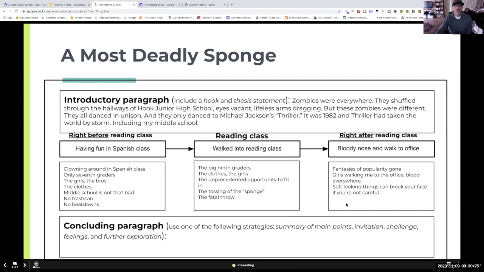But I always start with the body paragraphs, because if I can keep those straight, my essay is going to be on track. So it's going to be linear, it's going to make sense, it's going to be organized, and then I can work on the introductory paragraph and then focus on the conclusion. So what is this all about?